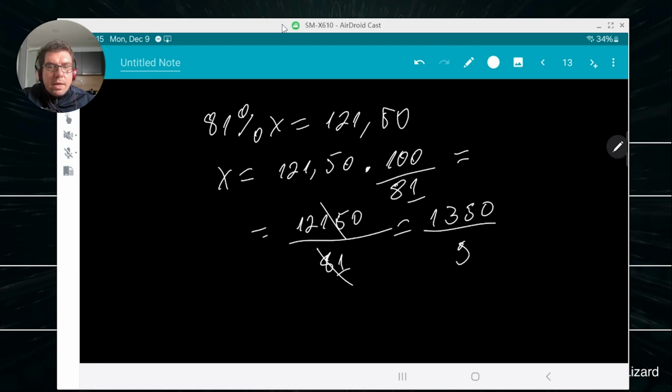Okay. And now again I ask the same question: is 1,350 divisible by 9? Well, 1 plus 3 is 4, plus 5 is 9, plus 0 is 9. So yes, it is divisible again by 9. Here is 1. 13 divided by 9 is 1. I get a remainder of 4. 45 divided by 9 is 5. And I add the 0 at the end. So my answer is 150 USD.